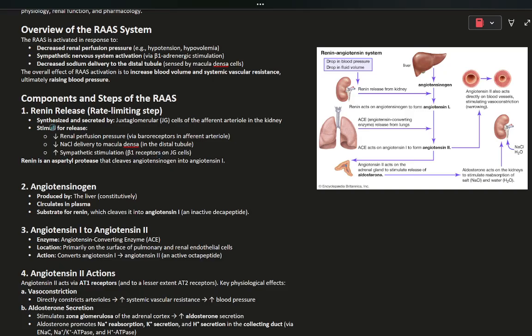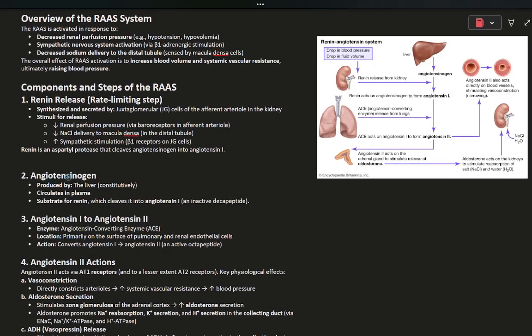So, to understand what renin is, you can consider it as an aspartyl protease that cleaves angiotensinogen into angiotensin 1. So renin is technically an enzyme, and it is necessary for the production of angiotensin 1. And this is represented by this part of the figure, renin being released from the kidney, leading to the production of angiotensin 1.